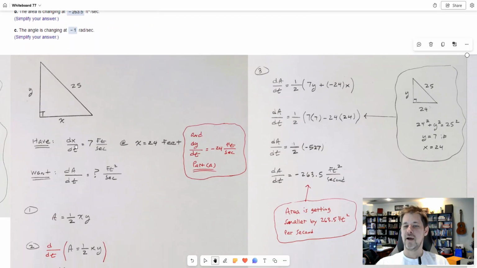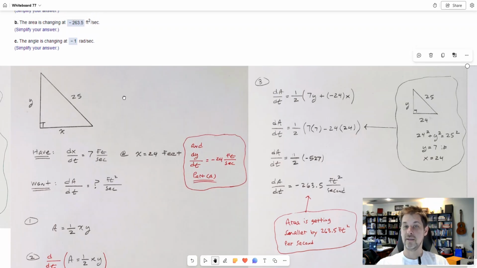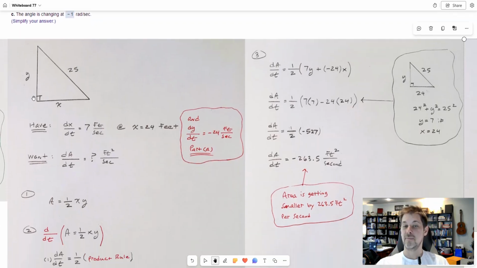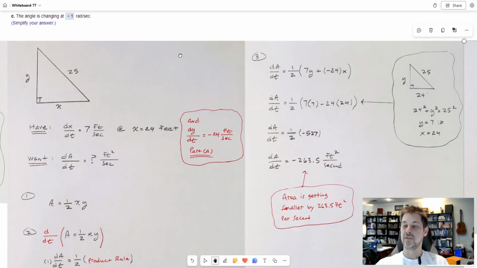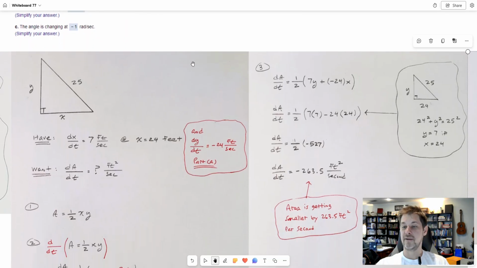For part B, I know that dx over dt is 7 feet per second, and I know that x, the moment I'm interested in, is 24 feet. So at the moment I want to solve this problem and answer this question about how fast the area is changing, the base of the ladder is 24 feet. So that's what I'm given. I also, just in case, from part A, found that dy over dt is negative 24 feet per second. This side's getting bigger by 7 feet per second. This side's getting smaller by 24 feet per second. So I might need that.